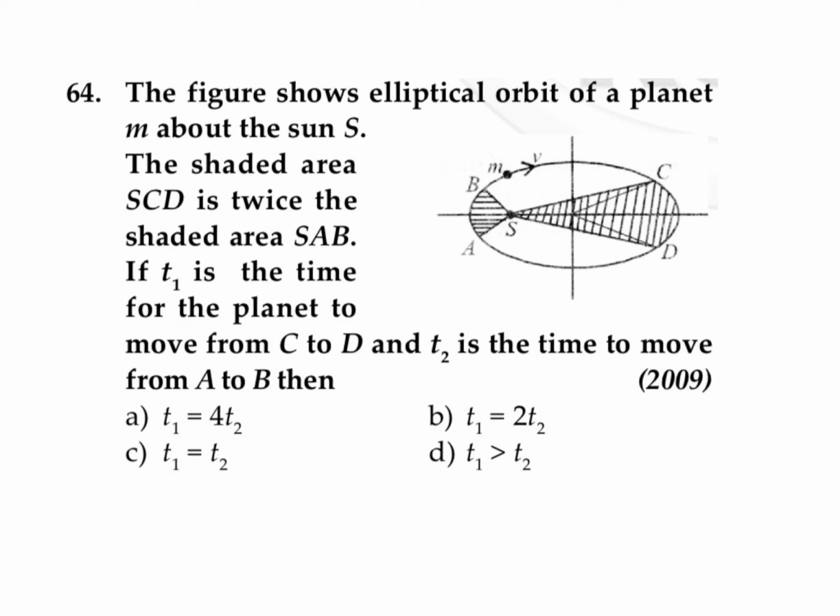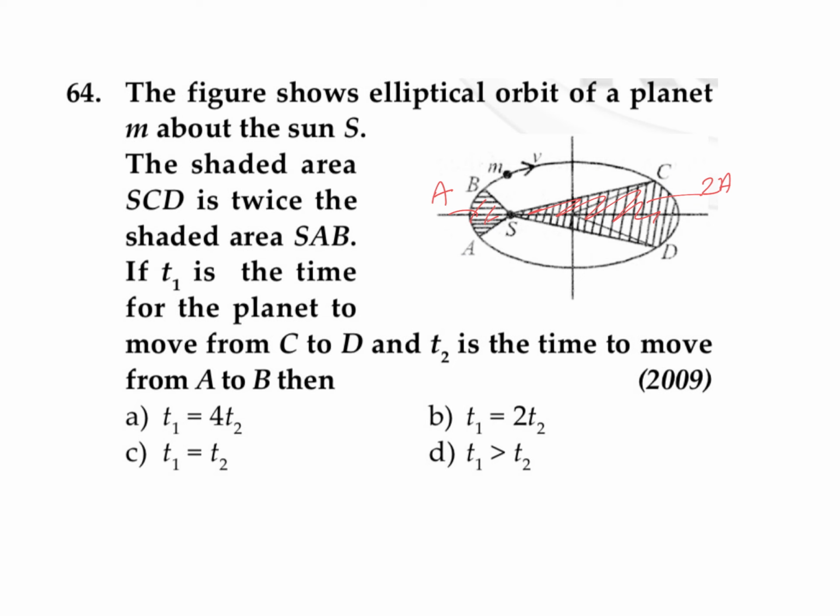The figure shows an elliptical orbit of a planet of mass m about the sun. The shaded area SCD is twice the shaded area of SAB. That means the area of this portion is given as 2 times the area of this portion.